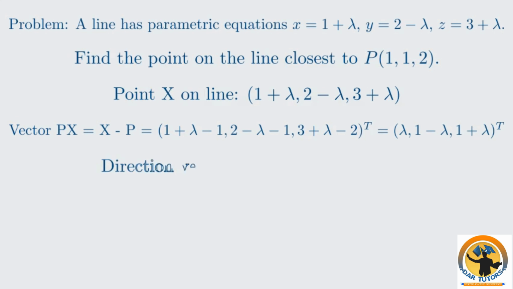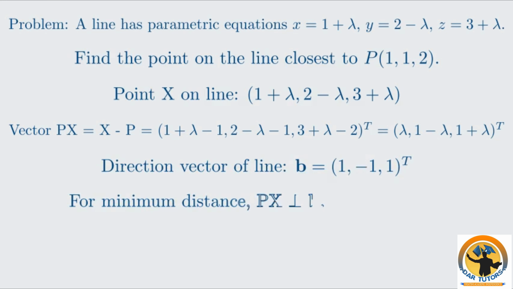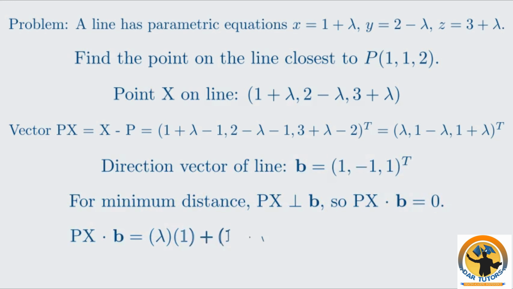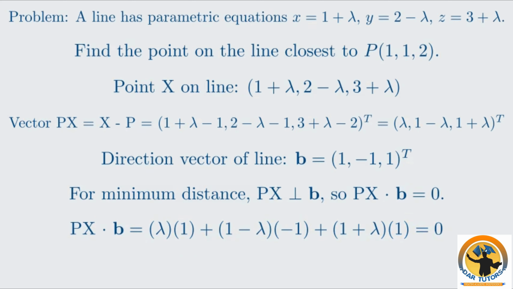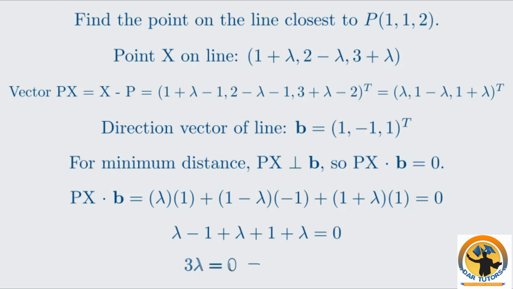The direction vector of the line, B, is (1, -1, 1). For PX to be perpendicular to the line, their dot product must be 0. Calculating the dot product, we get lambda times 1, plus (1 minus lambda) times minus 1, plus (1 plus lambda) times 1. This simplifies to 3 lambda equals 0, which means lambda must be 0. So the minimum distance occurs when the parameter lambda is 0.